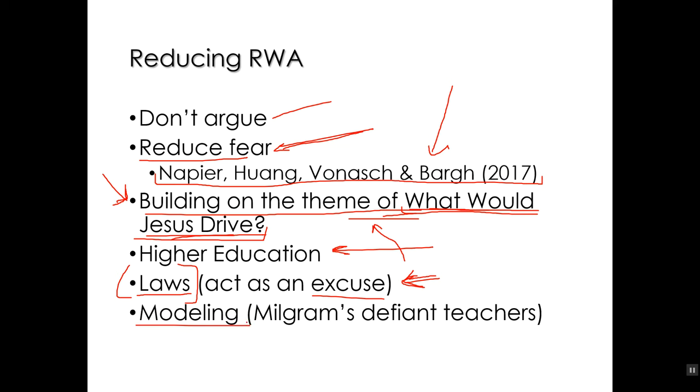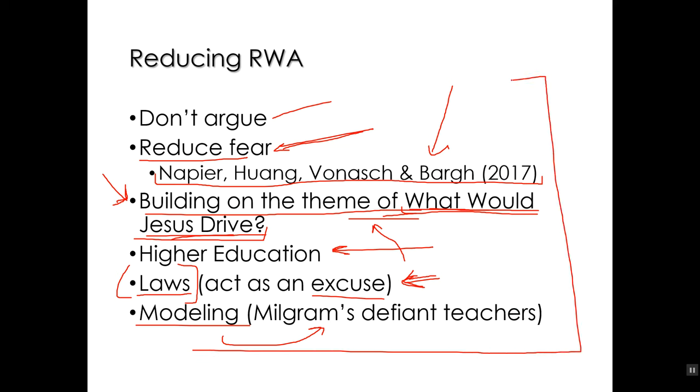And finally, modeling standing up to racism. And remember Milgram's defiant teachers? That is, when you had three people giving the shocks and two of the teachers would quit, the third real subject only continued on in the experiment at a 10% level. So, thinking about somehow modeling that type of defiance among right-wing authoritarians to requests to aggress against someone.